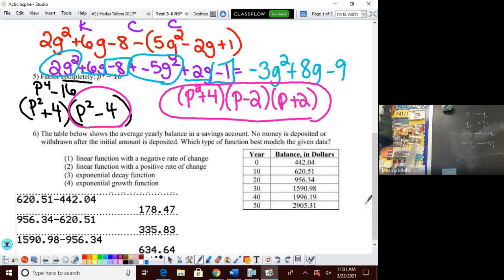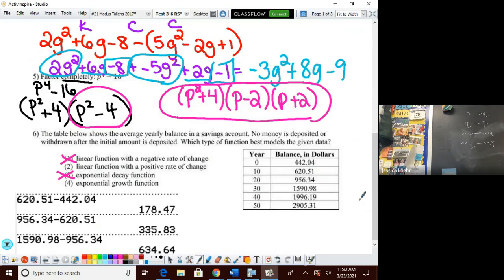Right off the bat, you can see that the amount of money is going up. So you know it's not going to be a negative rate of change because the number is not going down. And you know it's not going to be exponential decay because, again, the number's not going down, it's going up. Now, what I showed here is I plugged in my calculator to see how much it was changing by each time. So for the first year, I figured out how much they added to the amount. So I did 620 minus 442, and the difference was 178.47. Then I did the same thing for the next section, and the difference was $335.83. And then for the next section, again, I did the same thing, I subtracted.